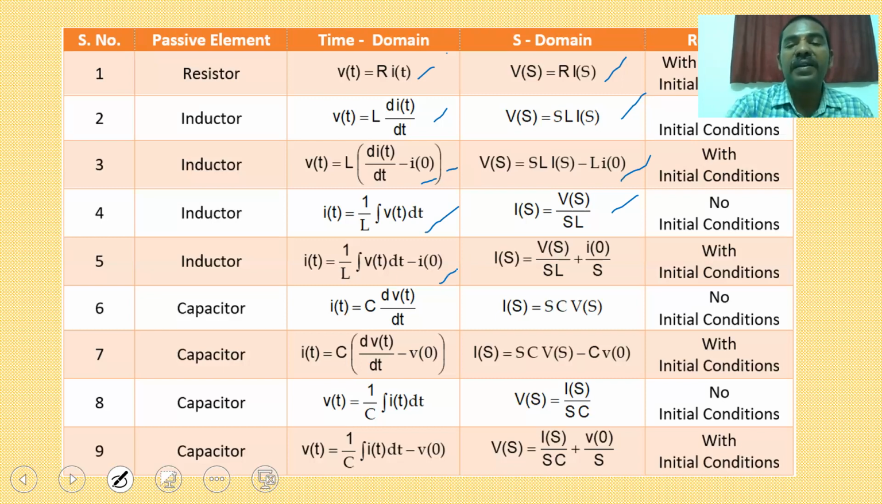This can be represented as I of s is equal to V of s divided by S into L plus I of 0 by S. So coming to the capacitor current, I of t is equal to c dv(t) by dt. So I of s is equal to s into c into V of s.